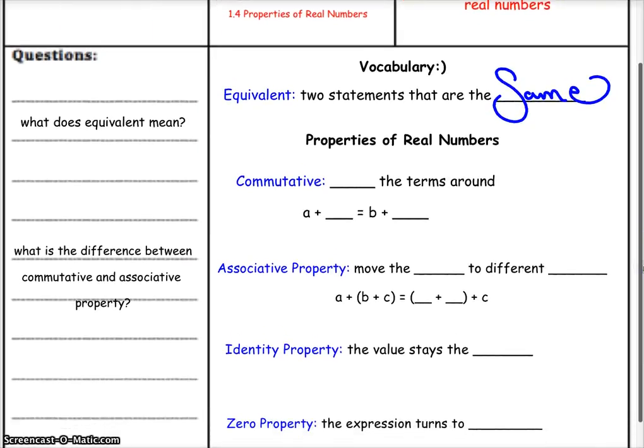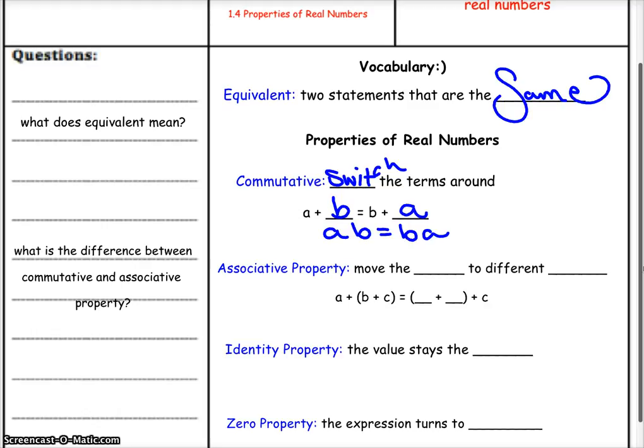We have the commutative property. That means switch the terms around. So A plus B equals B plus A. You flip them. Write it down. You have the commutative property of multiplication, which means A times B is equal to B times A. Okay? Flip. Commutative is flip.